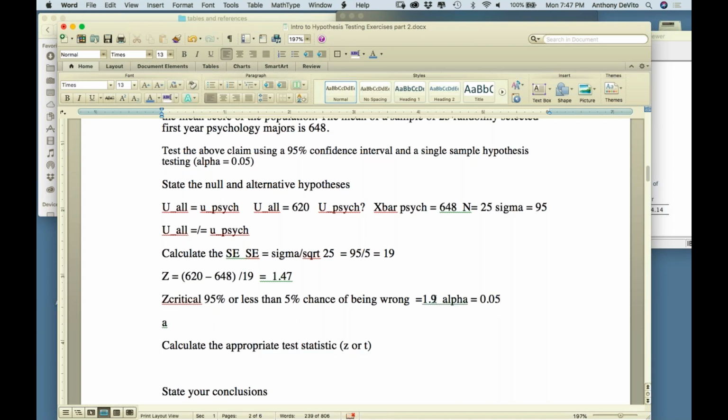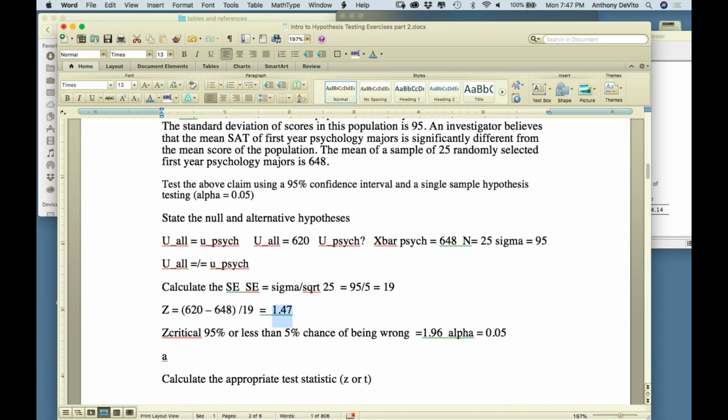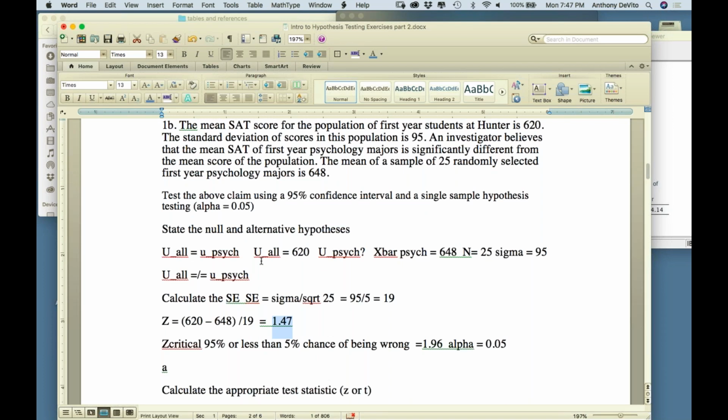Okay, so what is my z value again? My z value is equal to 1.47. Can I reject my null hypothesis? How far apart do they have to be? How far apart are they actually? 1.47. So the two means are not far enough apart for me to say that they're different, right? So what do I do with my null hypothesis? Bingo, that's it. That's as hard as this gets, especially with a single sample t-test.